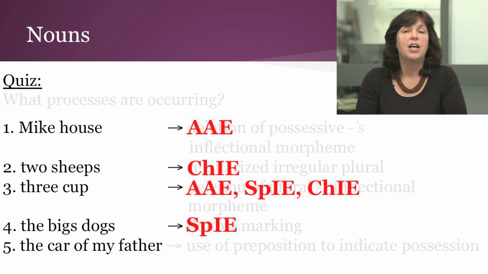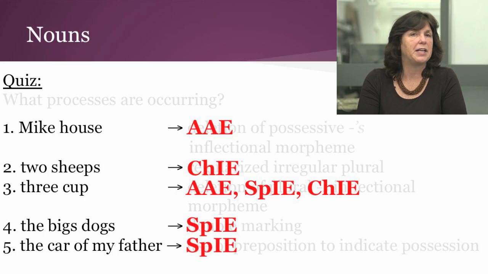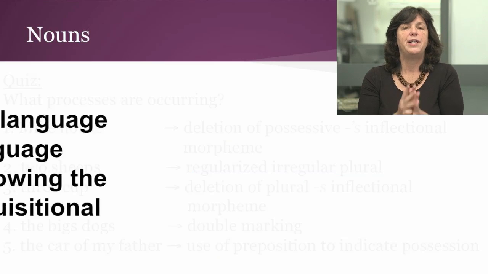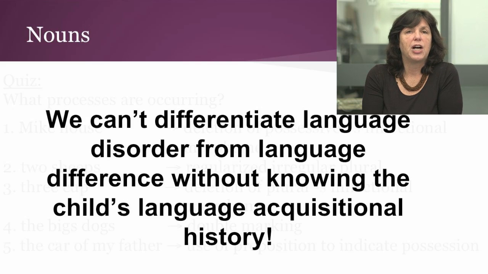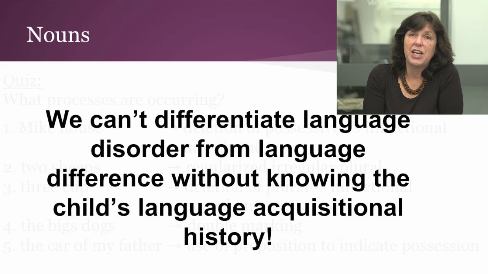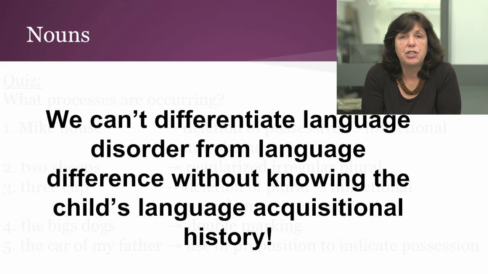And finally, the use of prepositional phrases to indicate possession. Where might we find this? This is also a feature of Spanish-influenced English. Now, if we're assessing a child that presents with some of these features, do we know that it's SLI? Or could it be a dialectal variation? We don't know unless we know the child's cultural and linguistic background. Remember, we can't differentiate a language disorder from a language difference without knowing the child's language acquisitional history.